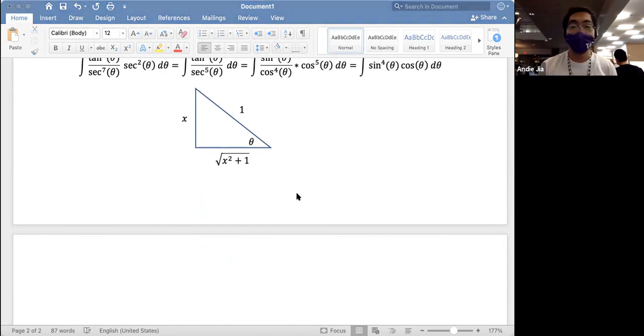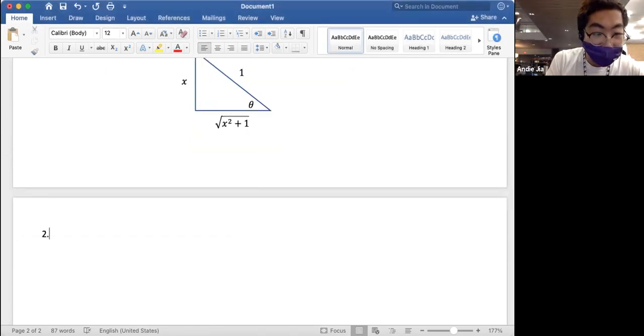Okay, the same exam, 1B, short 3, is another one. This is an integration by parts.